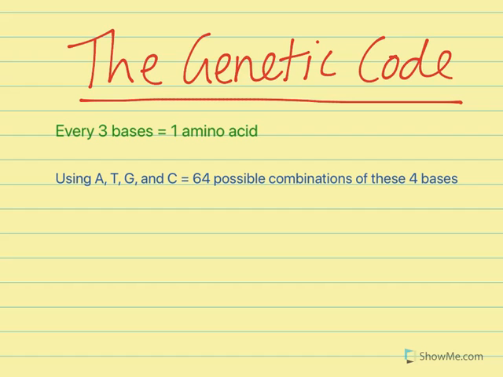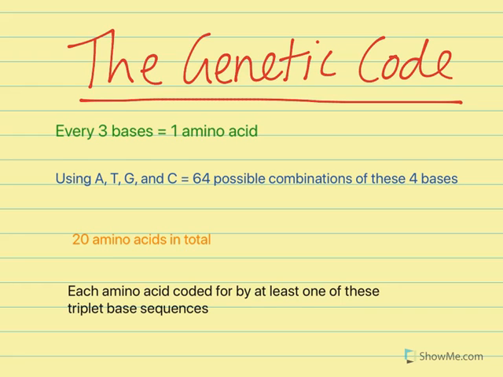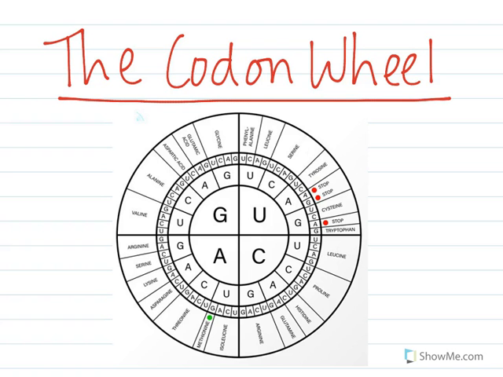Using the bases A, T, G and C, there are 64 possible 3 base combinations using these 4 bases. But you have to remember, of course, that when mRNA is transcribed from DNA, thymine is replaced with uracil. And if there are 20 amino acids in total, then each amino acid is coded for by at least 1 of these triplet base sequences. And each 3 base sequence on the mRNA strand is called a codon. So each codon codes for a particular amino acid.